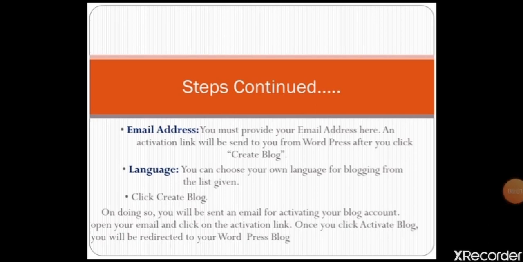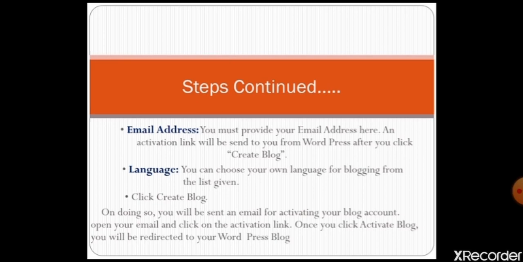Next field is providing our email address. Why do we require an email address? Because when our blog account is activated, a message will be sent to our mail address. So you must provide your email address here. An activation link will be sent to your email after you click create blog. Last is language. You can choose your own language for blogging from the list given.